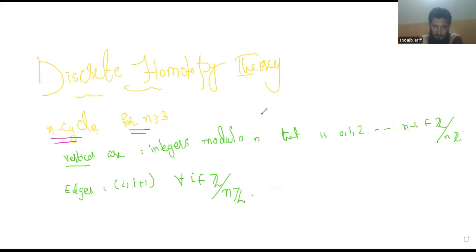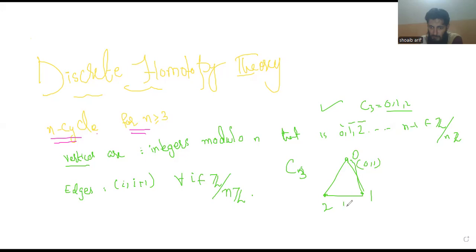What are examples of this graph? If we write C3, the vertices are 0, 1, 2 according to this definition. The edges are i to i plus 1. This edge is 0, comma 1. This is 1, comma 2, and this is 2, comma 0. And these all belong to this quotient group.